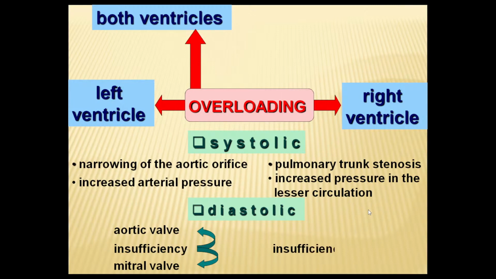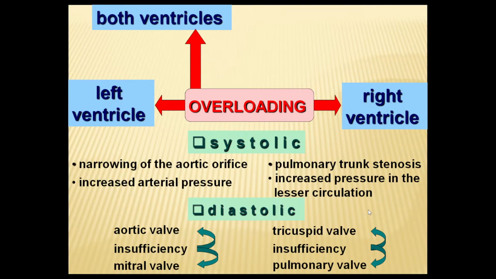Right ventricular diastolic overloading appears due to tricuspid or pulmonary trunk regurgitation, due to tricuspid or pulmonary valve insufficiency. You understand? Some long-standing problem obligatorily involves the other part of the heart in the pathological process.